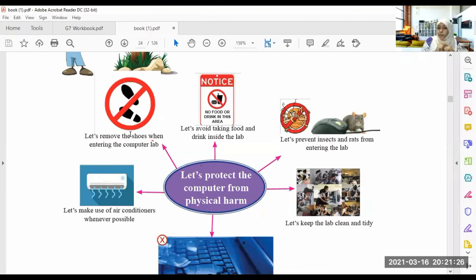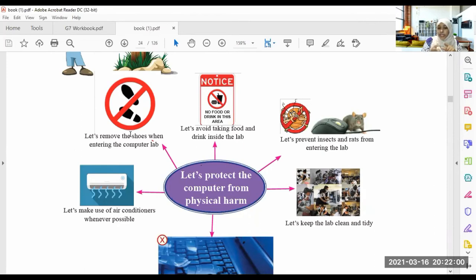Next one, let's prevent insects and rats from entering the lab. How do rats and insects enter the computer lab? Yes, they can enter. How? For example, say your computer lab is not tidy and clean. Everywhere there are boxes, there are books, there are CDs. So what happens here? Rats can come inside the computer laboratory. It is not clean, right? Insects also can come inside the computer laboratory. For that, you should clean your computer laboratory.